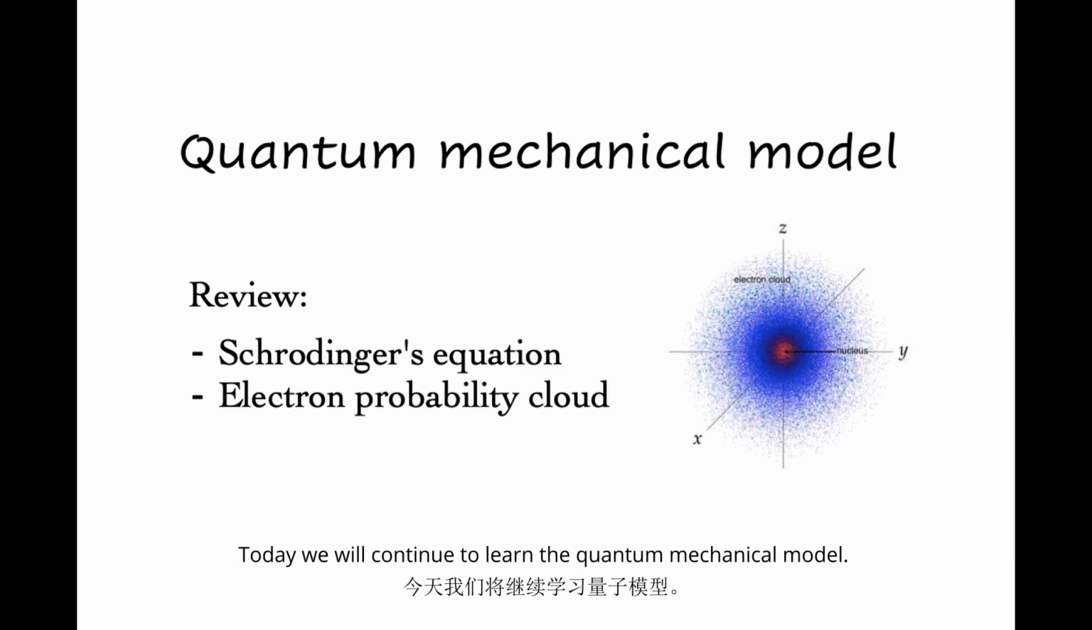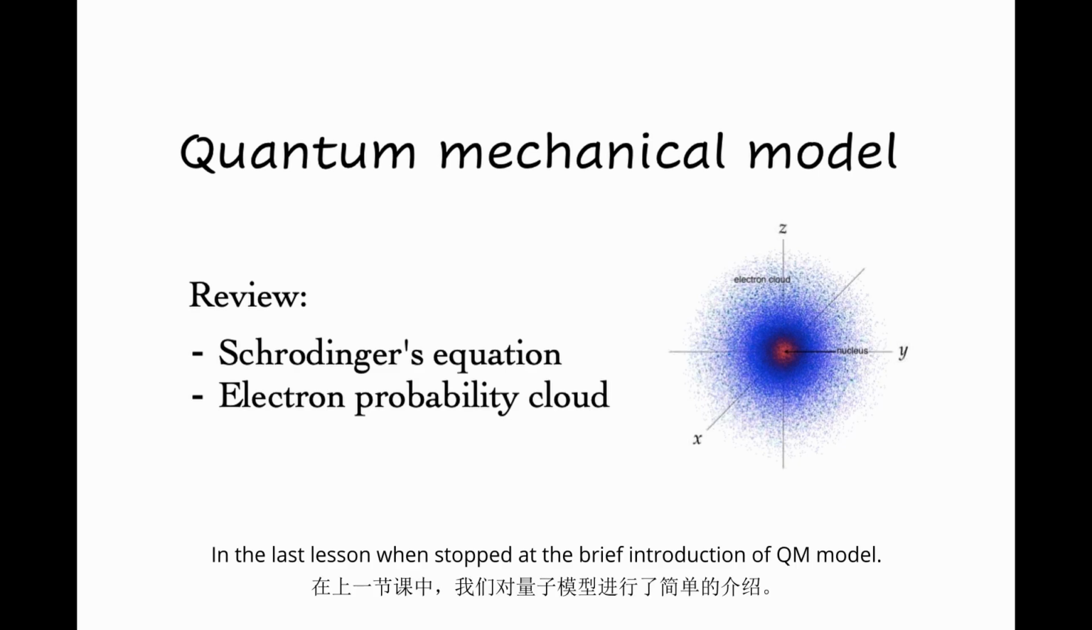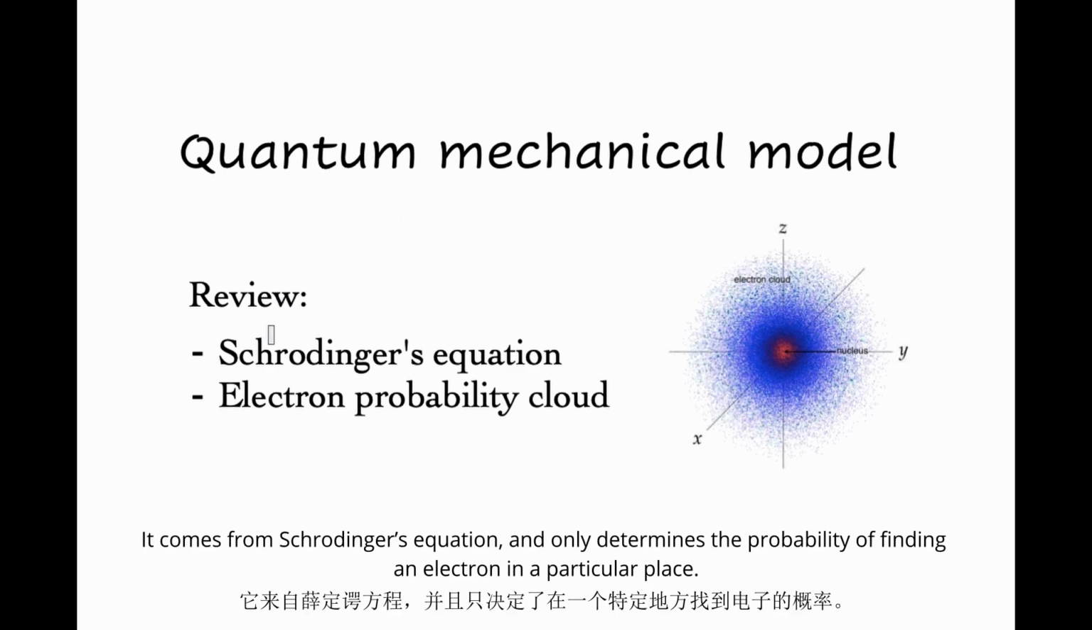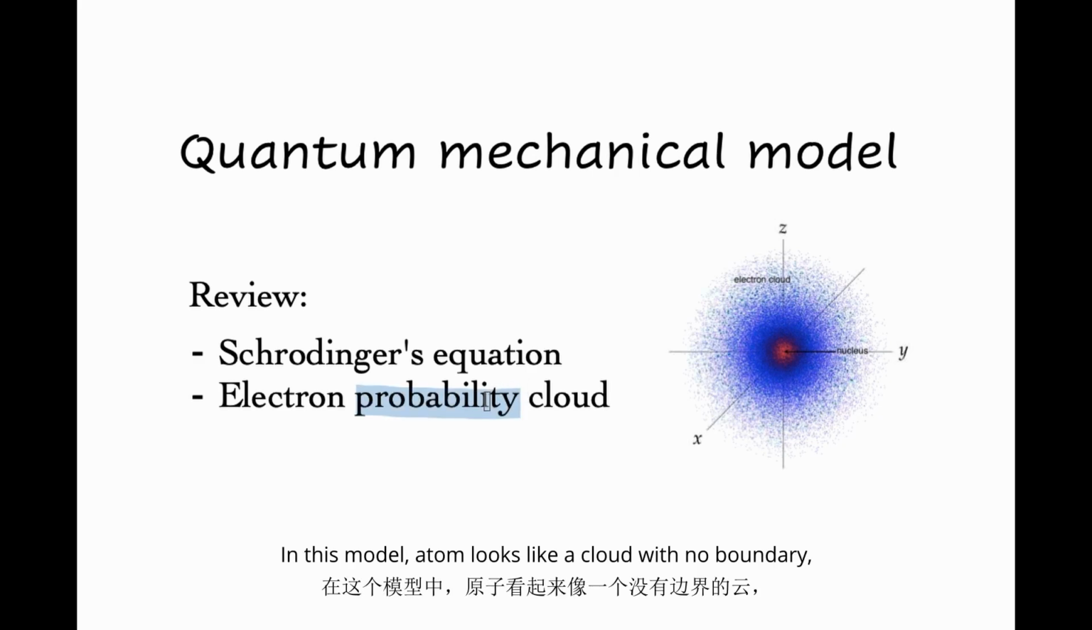Today we'll continue to learn the quantum mechanical model. In the last lesson we stopped at the brief introduction of the QM model. It comes from Schrödinger's equation and only determines the probability of finding an electron in a particular space. In this model, atoms look like a cloud with no boundary.